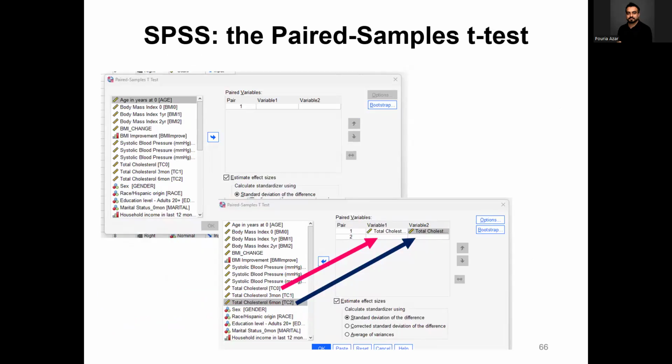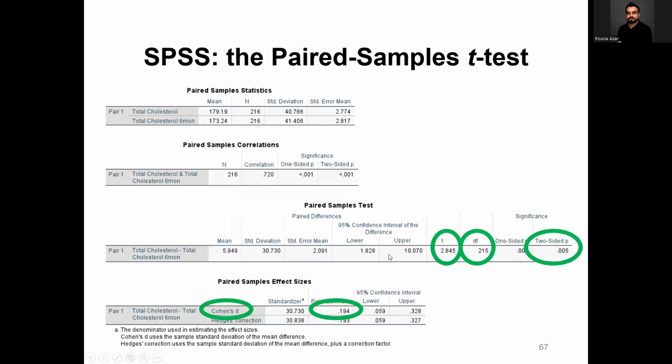So how to do that? I would go to Analyze and then Compare Means. Then I choose Paired-Samples T Test. And in this box, I have to move my variables. So I will move total cholesterol at baseline to variable one and total cholesterol at 6 month mark to variable two. And also I can check to estimate effect sizes. And then this will be my output.